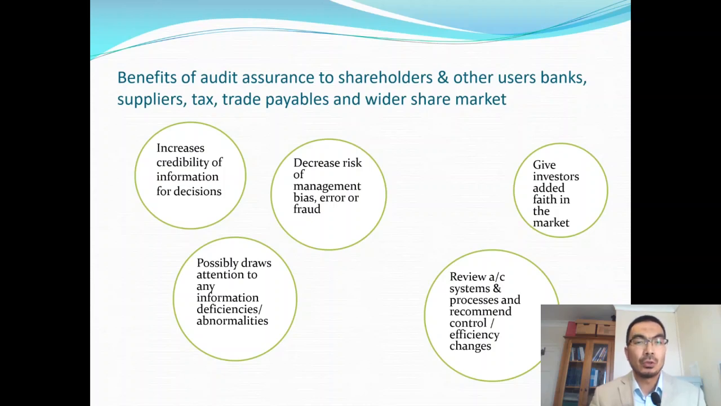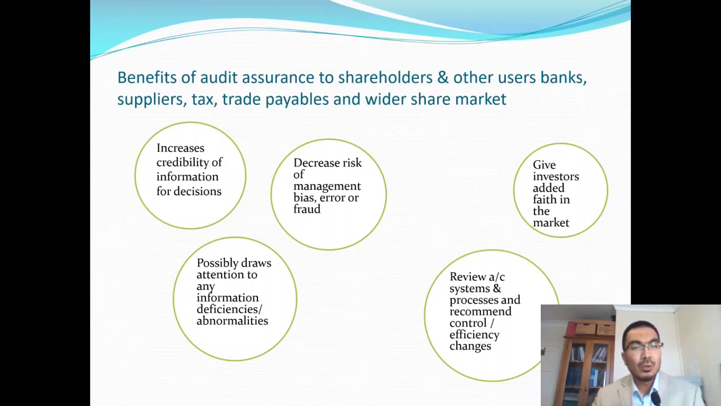What are the benefits of audit assurance to shareholders and other users? So why are we interested in audit reports? The benefit of the assurance report is that it increases the credibility of the information for decision makers. So when we see the audit report, it increases the credibility of the information for us to make our decisions. Then we can trust those financial statements. It decreases the risk of management bias or any errors or any fraud in the financial statements, because it's been checked, it's been compared to the original invoices, it's been checked by the auditors, and that decreases the risk.